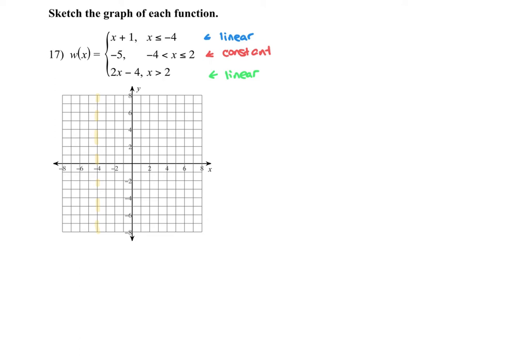So for this one, I'm going to plug in -4. I have x plus 1, so I plug in -4, and that's going to give me -3. Because it's inclusive, and by inclusive, I mean it is "or equal to," I am going to put a closed point at (-4, -3). So I'm going to go to (-4, -3) and put a point there.